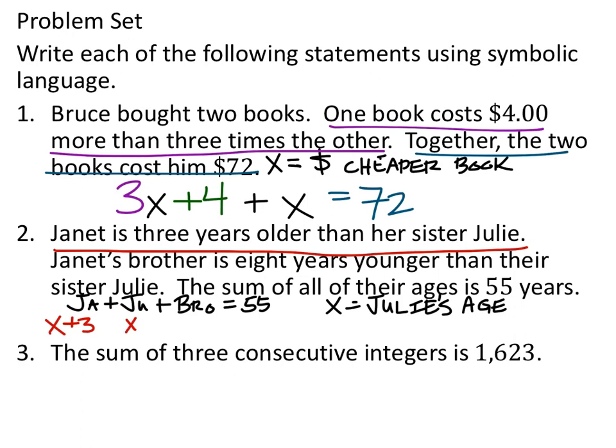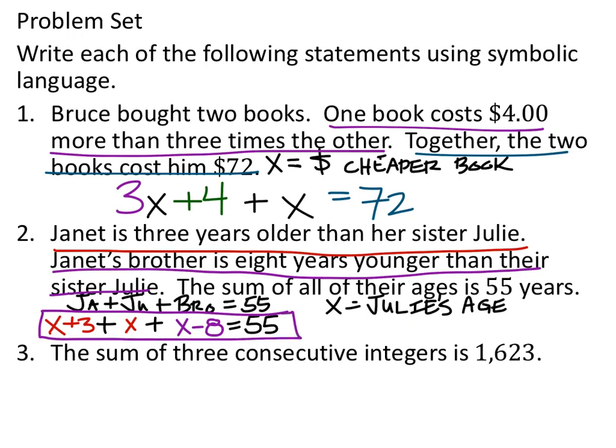And then the brother's age is 8 years younger than Julie. So the brother would be Julie's age, but 8 years off of that: x minus 8. When we add these three values together, we've already seen that the sum of their ages is 55. So this is the equation here. And we already have defined the x value for us.